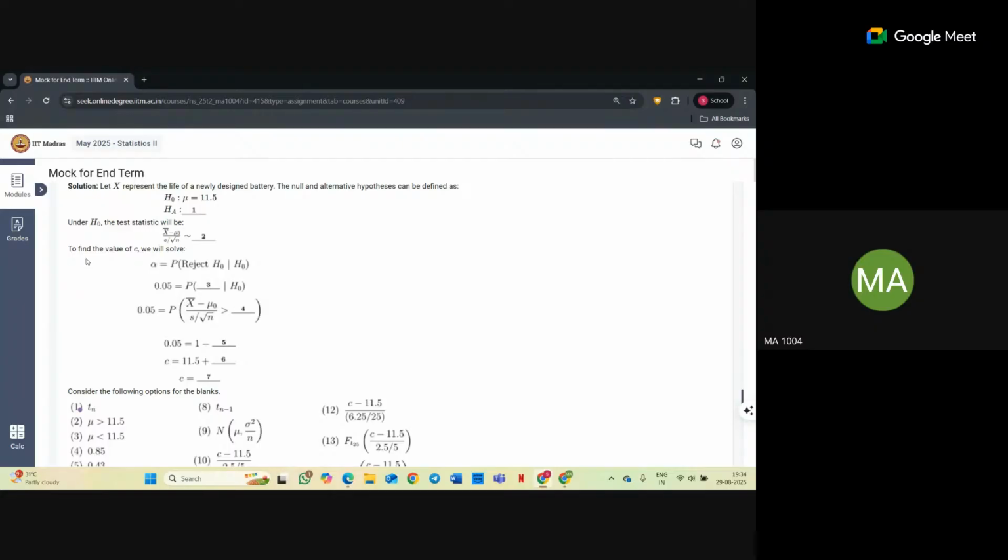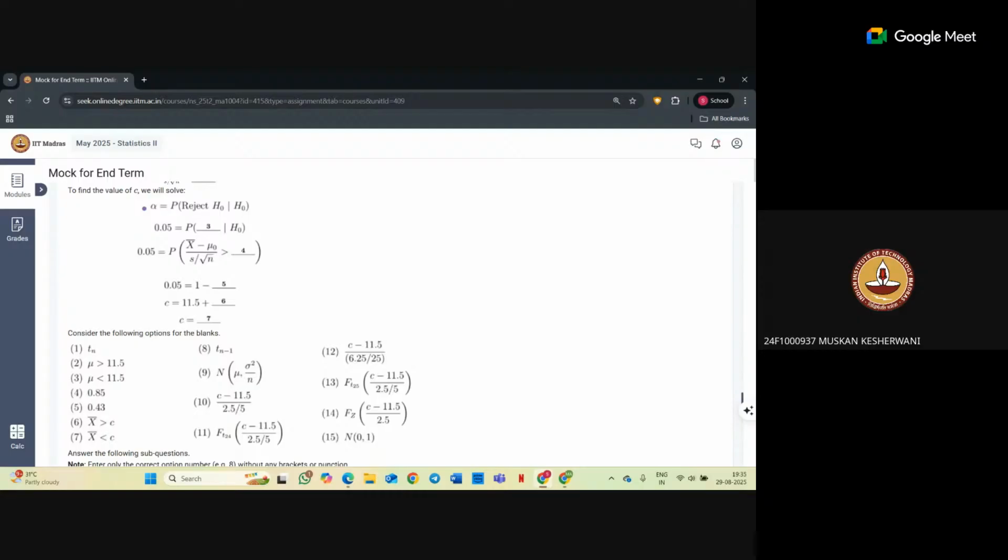Okay. Now to find the value of c, we will have alpha equals the probability of rejecting H naught, and alpha is 0.05. So what will be my rejection region? X bar greater than C. Okay. Next step, I'm converting this into a standard t distribution.